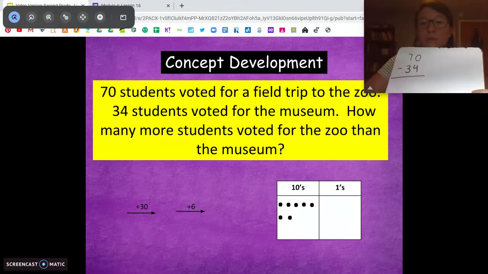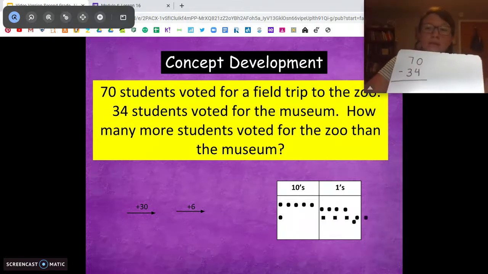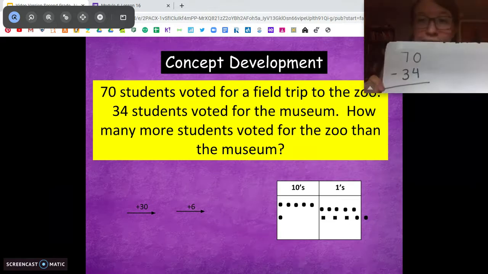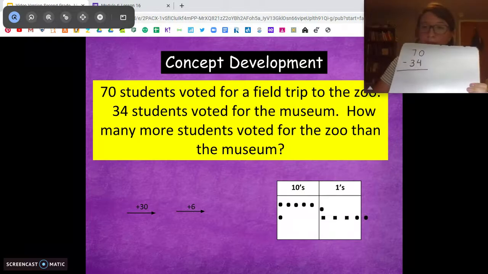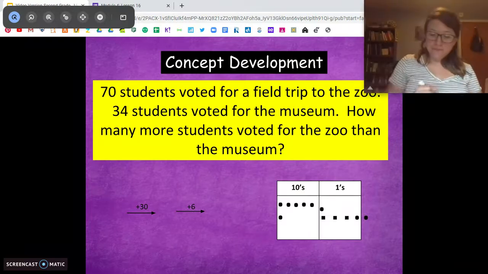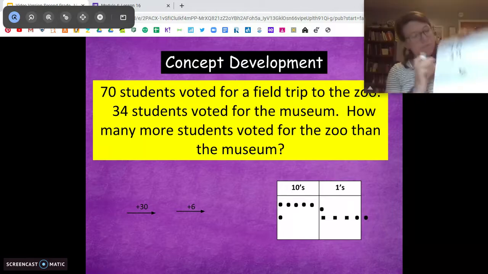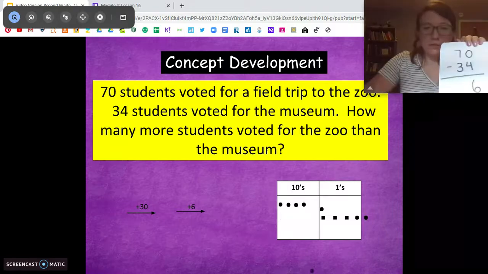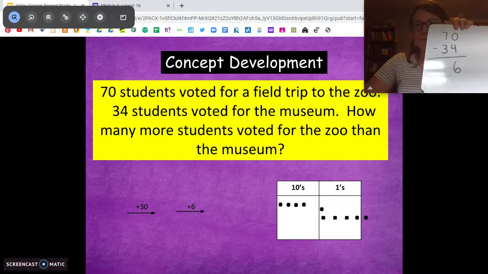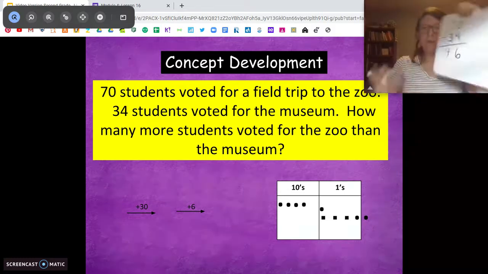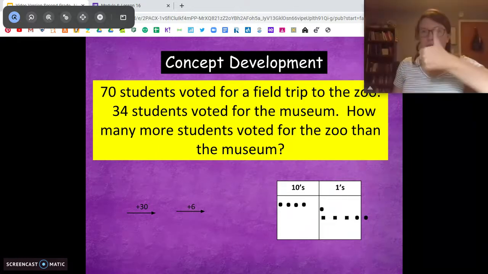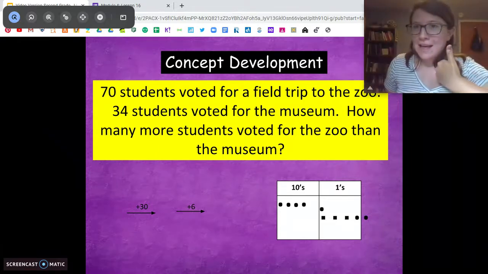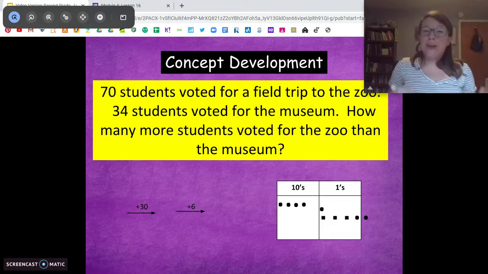So we need to decompose. So I'm going to take a 10 away, and I'm going to make a group of 10 here. Now I can take 4 away. 1, 2, 3, 4. How many do I have left? 6. And then I got to take 3 10s away. 1, 2, 3. How many 10s do I have left? 3. So 36 students voted for the zoo. Thumbs up if you used that method and got that answer. Awesome job.